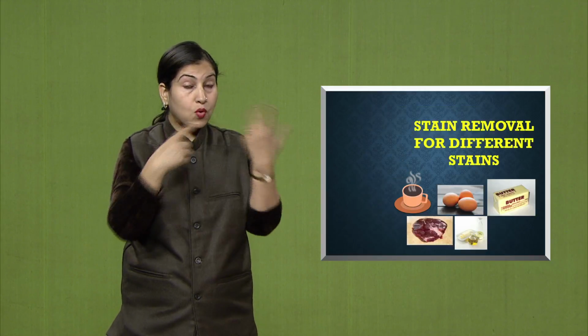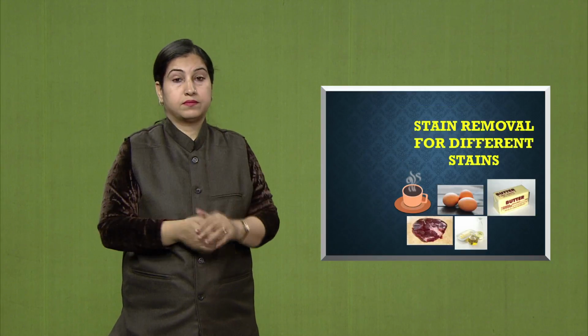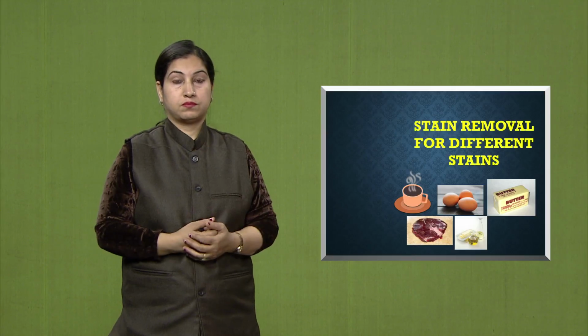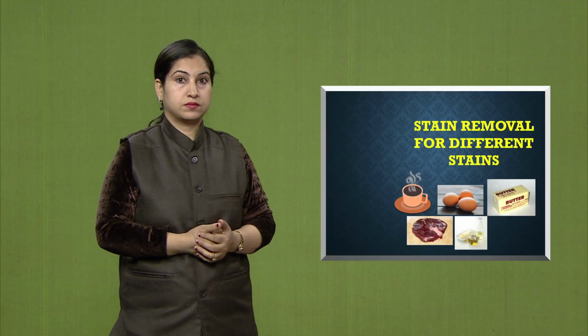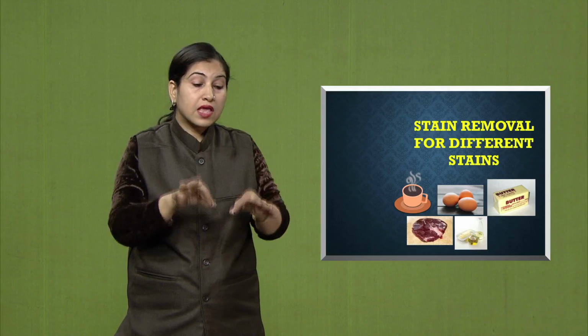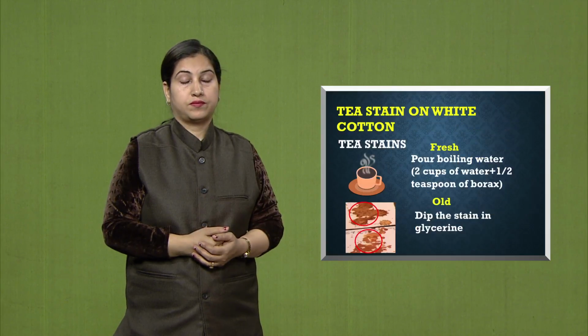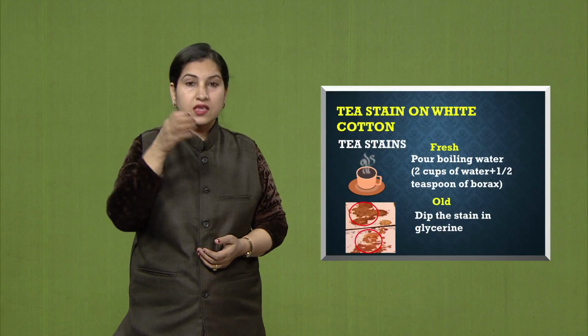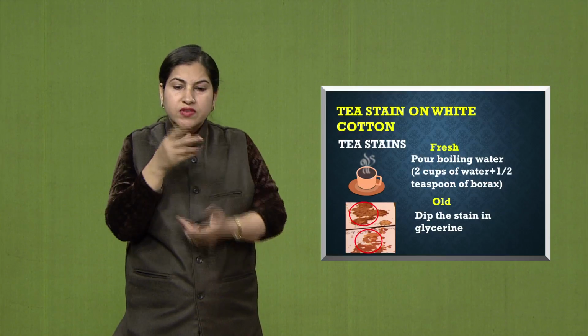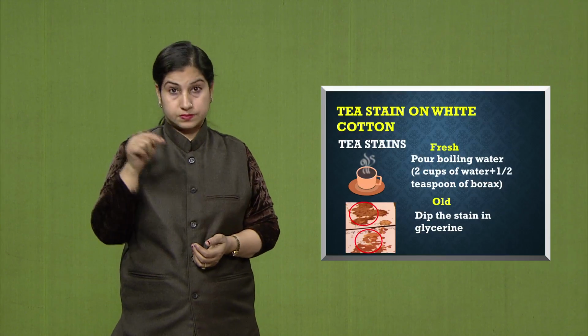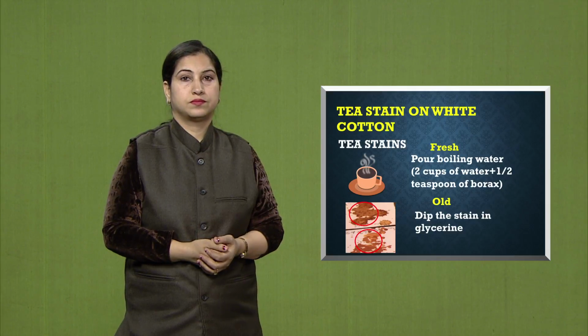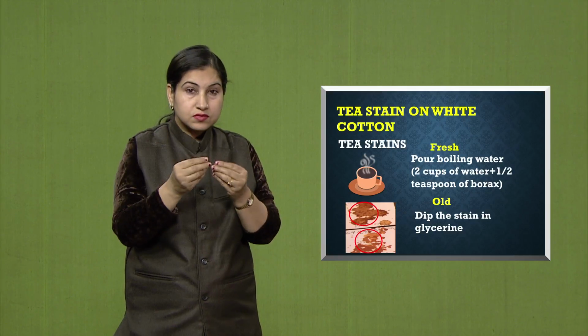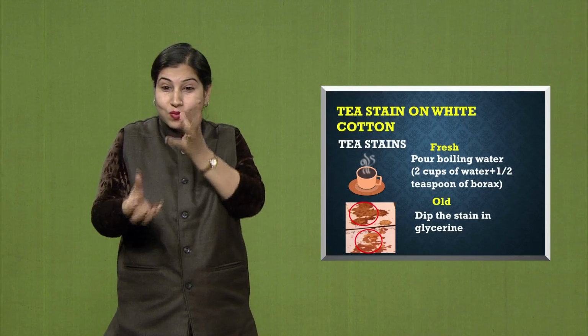Now we will talk about different methods of stain removal. First we will discuss removing vegetable stains: removing tea, coffee, chocolate and fruit stains. For this, for your fresh stain on white cottons, pour boiling water on the stain.